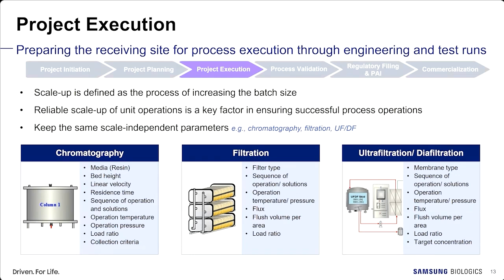For the filtration, filter type and sequence of operation, temperature, flux, and flush volume per area will remain the same, and the flow rate will be changed according to the scale of the process. For scale-down model, qualification and execution is required and performed in the similar manner.